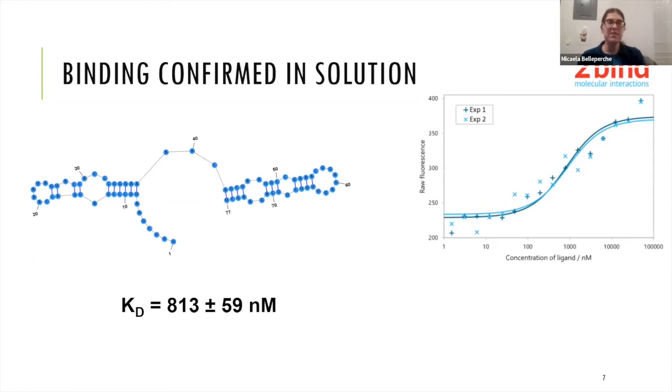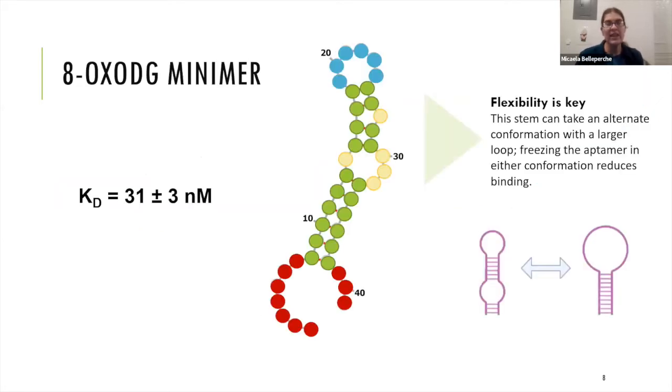We wanted to fuse this aptamer into a biosensor, an RNA switch. So for that purpose, we wanted to make the aptamer smaller and therefore easier to work with. And fortunately for us, we found that the second stem on the aptamer is entirely unnecessary for binding. Not only that, by minimizing the aptamer, we improved the KD by over an order of magnitude.